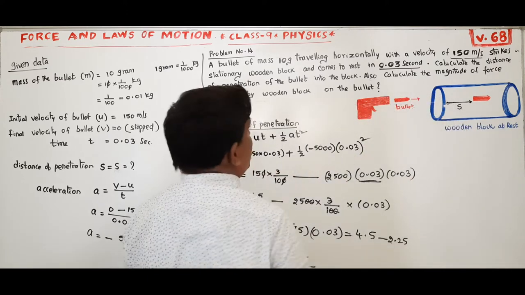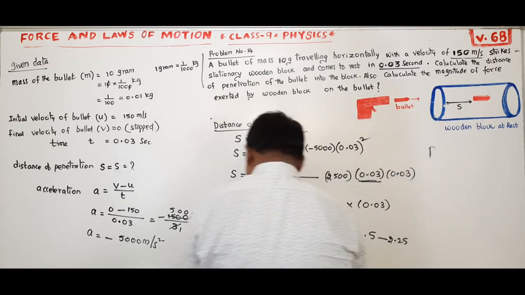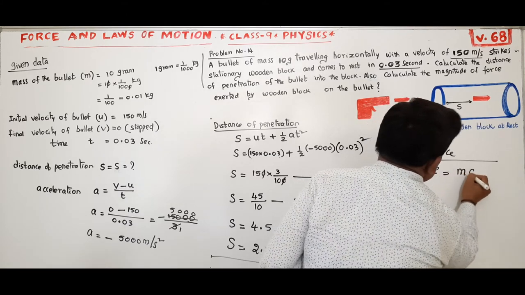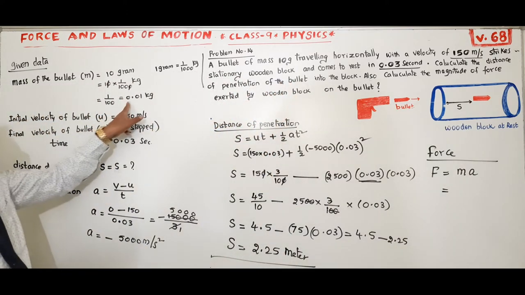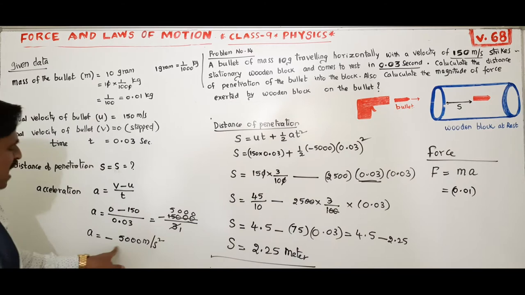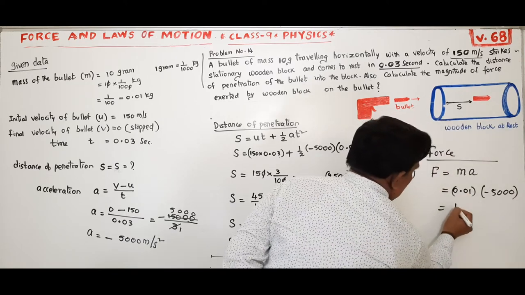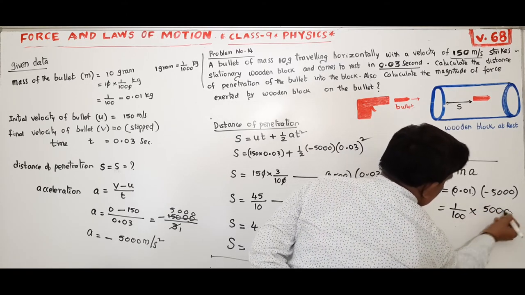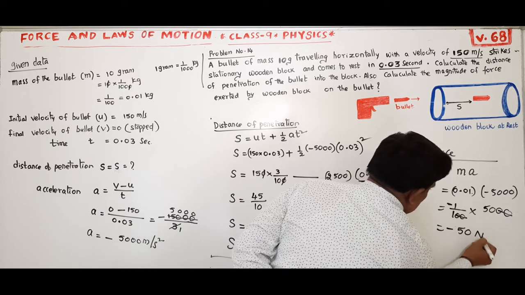Now they are asking about the force, the magnitude of the force exerted by the wooden block. Force formula: F is equal to ma, where m means mass. Mass of the bullet is 0.01. Acceleration is minus 5000. The point cancels; after the decimal point there are 2 digits, so I am writing 100 in the denominator. 5000, and I am writing minus. The last two zeros cancel, 1 into 50. Minus 15 Newton.